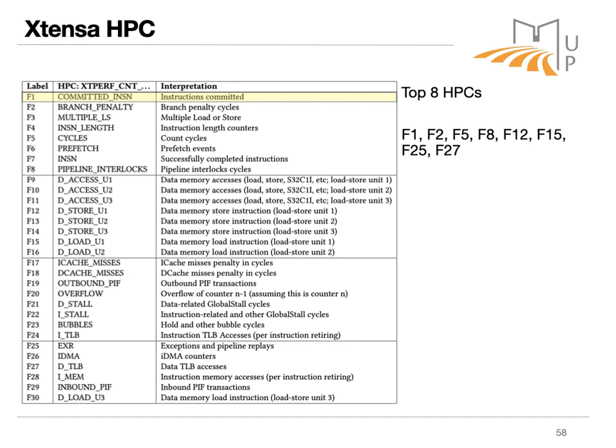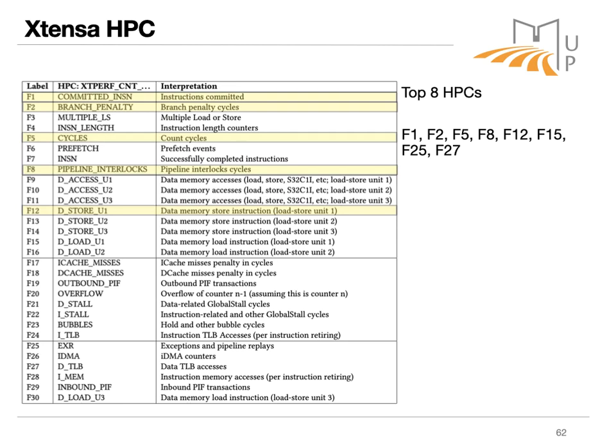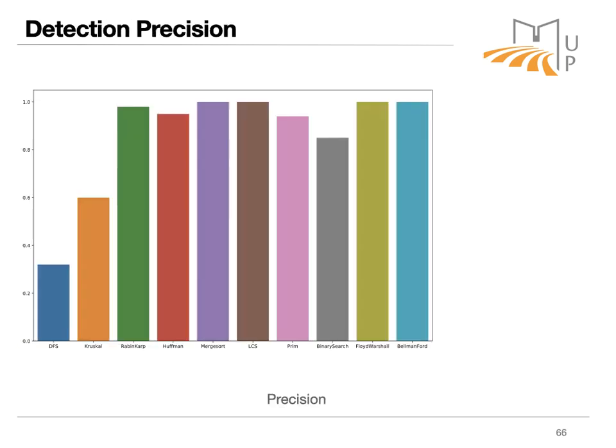The top 8 simultaneously read HPCs used by our model are committed instructions, branch penalty cycles, count cycles, pipeline interlocked cycles, data memory store instruction, data memory load instruction, exceptions and pipeline replay, and data TLB accesses. Therefore, with these hardware performance counters, our model gave the following precision scores on the 10 benchmark programs, and from the exploitation of these 10 programs, we obtained an average precision of 86%.